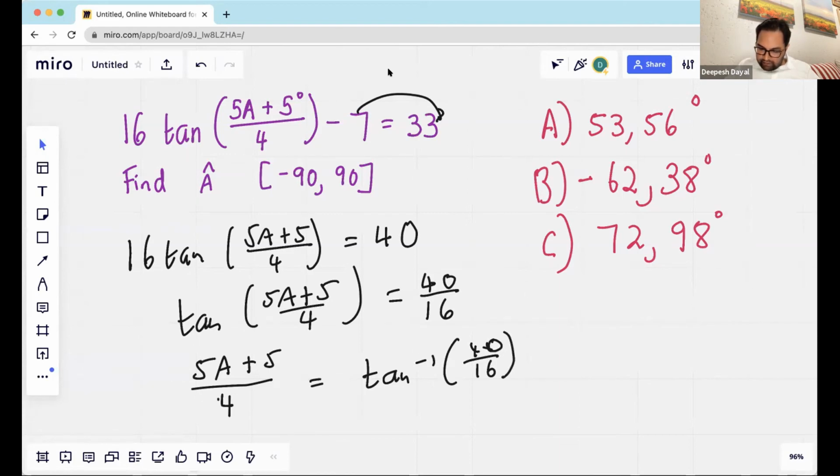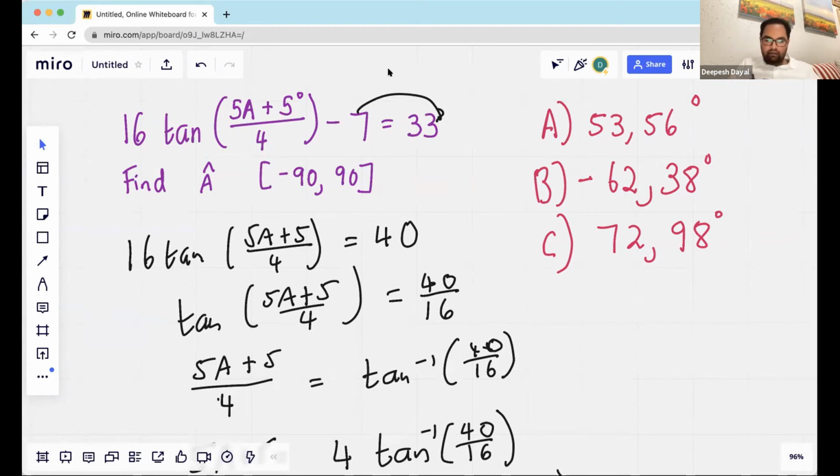Then we're going to say 5a equals to 4 times 10 to the minus 1 of 40 over 16. Okay, and then we're going to say 5a equals to 4 shift 10 of 40 over 16. And then a equals to, oh, sorry, minus 5.